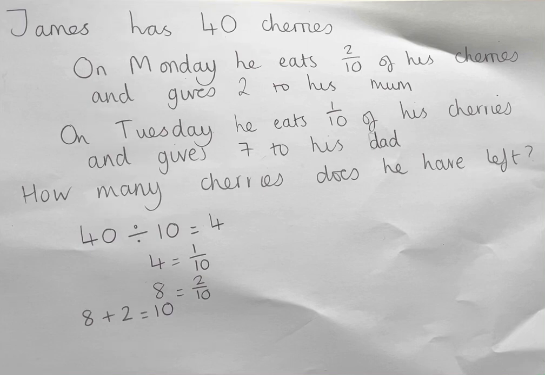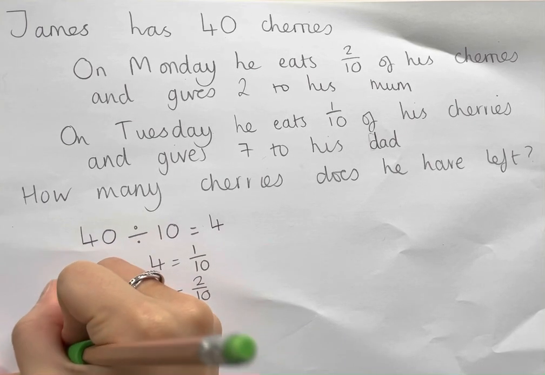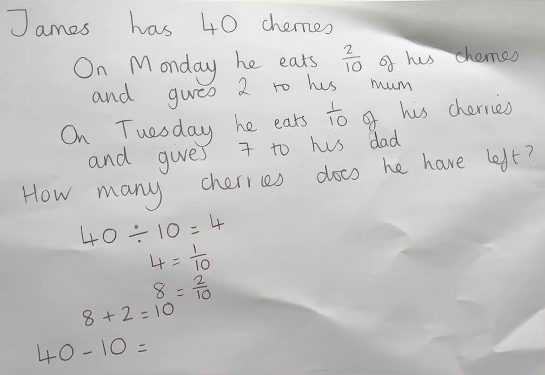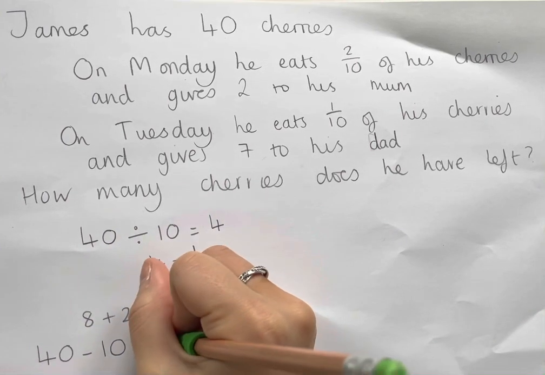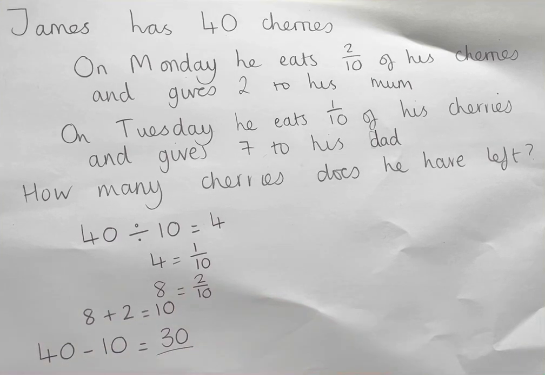So now we need to subtract the amount of cherries he either ate or gave away on Monday from the total number of cherries. So we would do 40 take away 10 equals, well, we know that that equals 30. So now we know that on Tuesday, James started with 30 cherries.